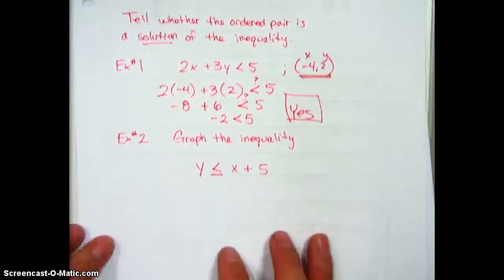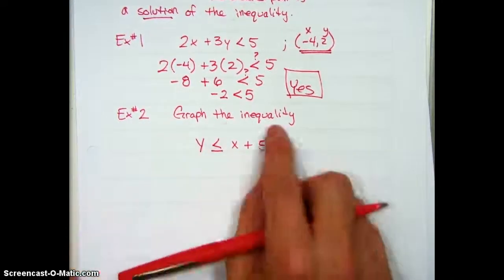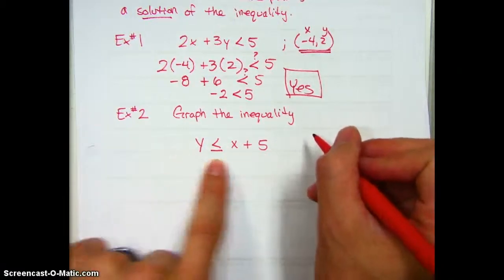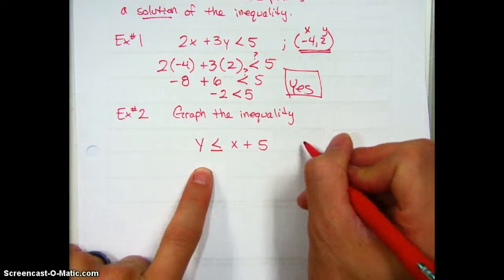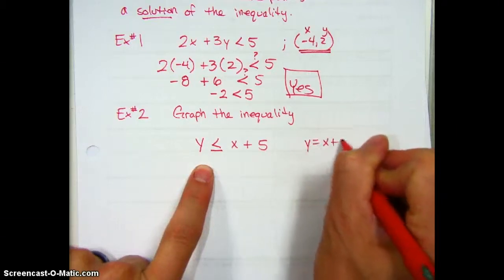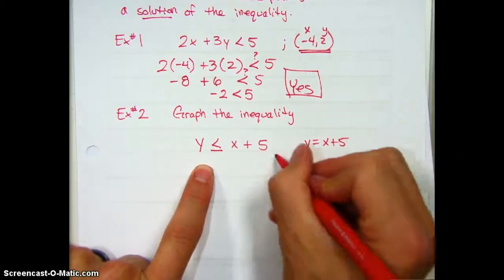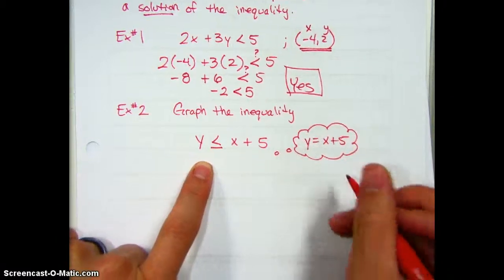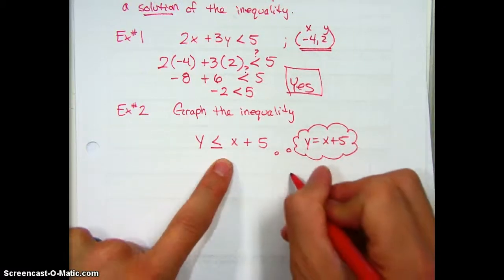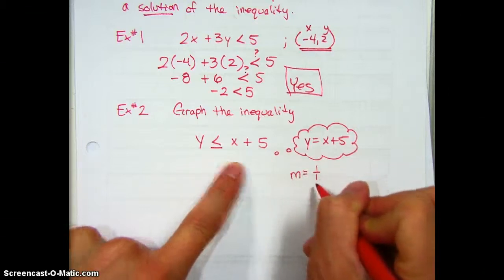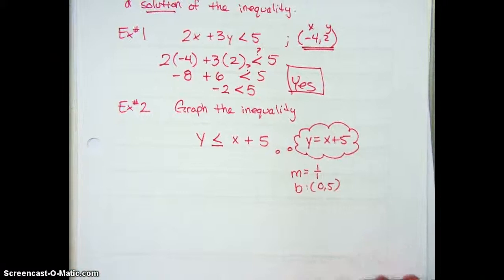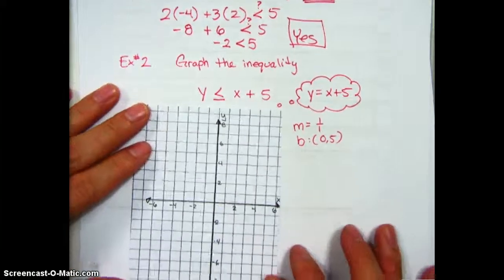Now the other part of your homework, which tends to be a little bit more difficult, is graphing the inequality. If you're not sure what to do here, you want to look at this as y equals x plus 5. Think of it as if it was just an equation. So looking at this, I should be able to pull out that my slope here is 1 over 1 and that my y-intercept is 0, 5. Now you can take a graph and graph the situation.